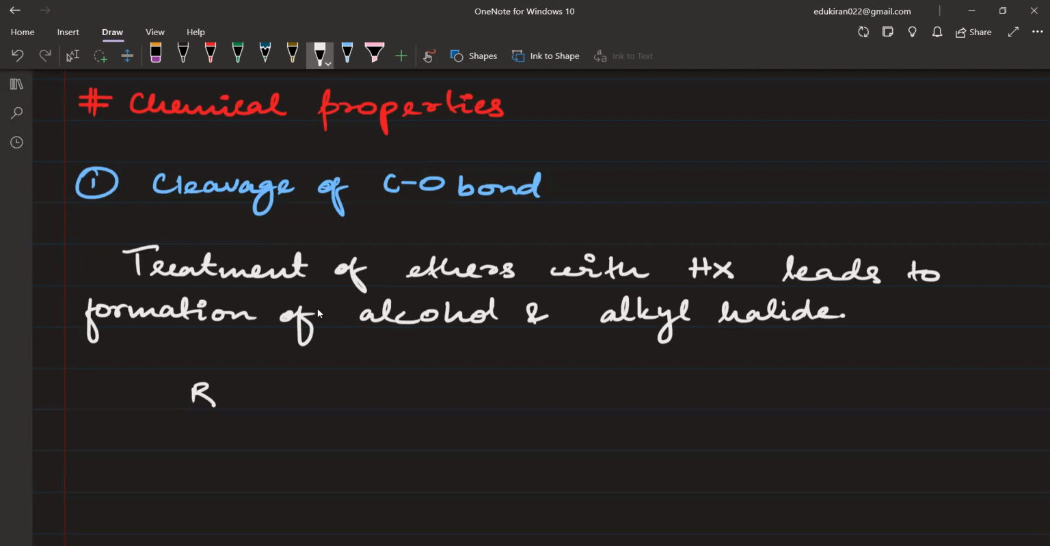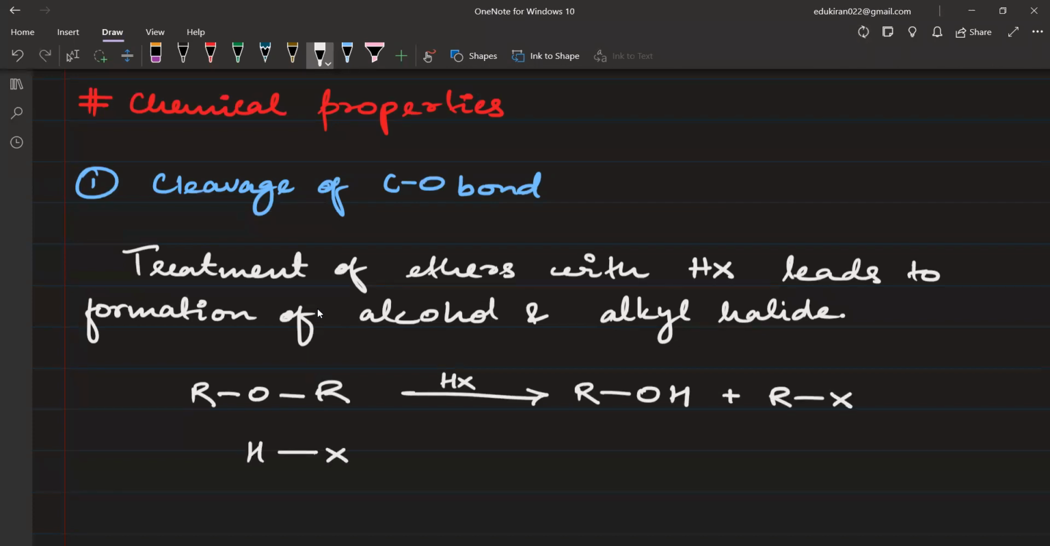So for example, if you have some R, O, R, I'm taking a symmetrical case right now. So please remember, symmetrical ether is what? When both the alkyl groups are the same alkyl groups. And when I react this with HX, one of the R groups is going to get the hydrogen and the other R will get the halogen atom, like this. This will attack and this will take this up. And this CO bond is going to break.